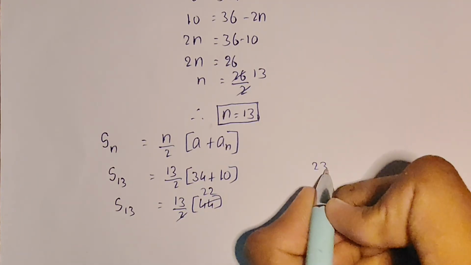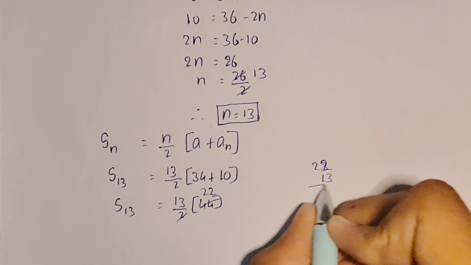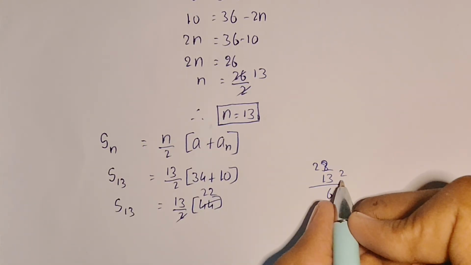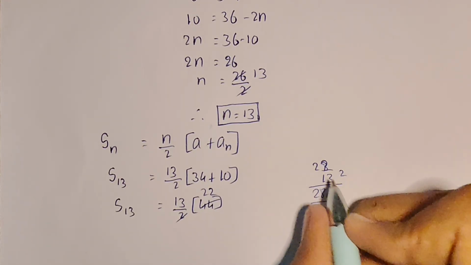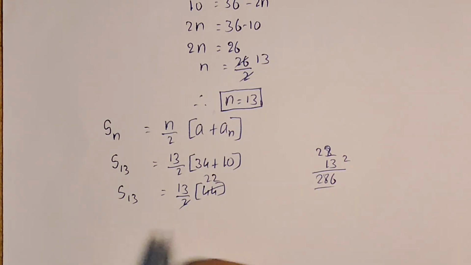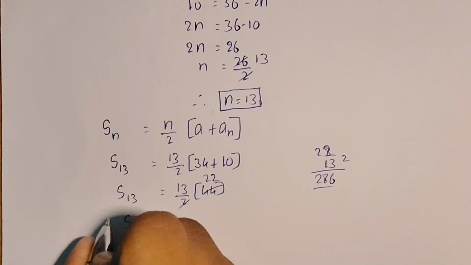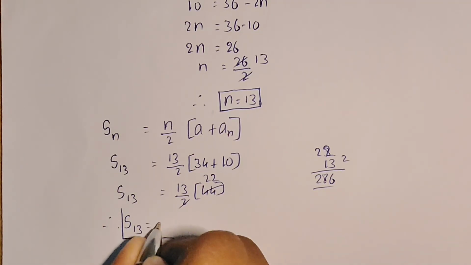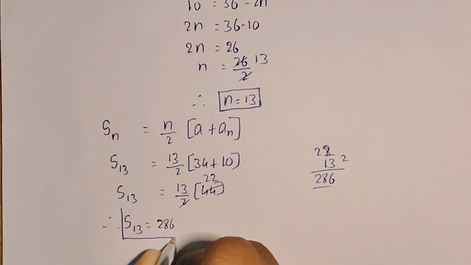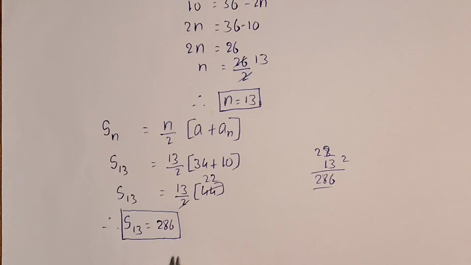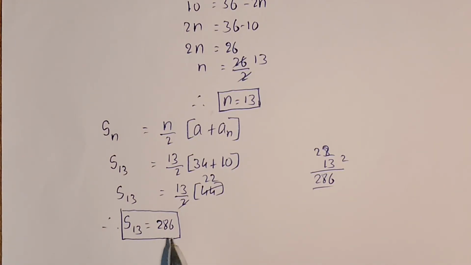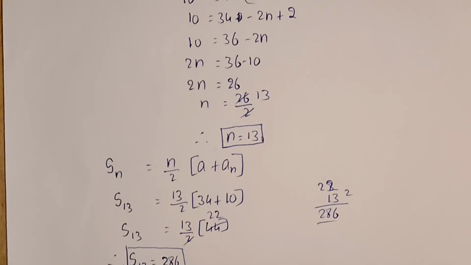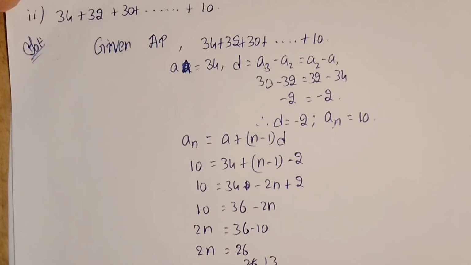So 22 13s are, so 13 twos are 26. 13 twos are 26 plus 2, 28. So 286. 22 13s are 286. Therefore we got the value of S base 13 is equal to 286. The sum of the 13 terms of the given AP is 286. So we have completed the second question in this exercise. Now let's go to the third question.